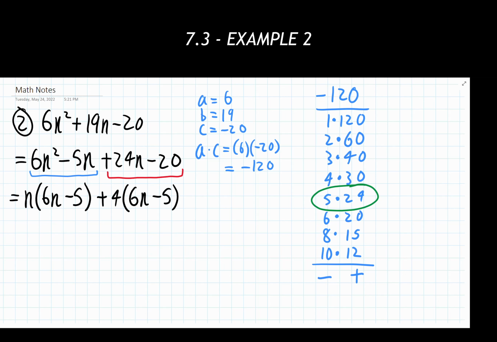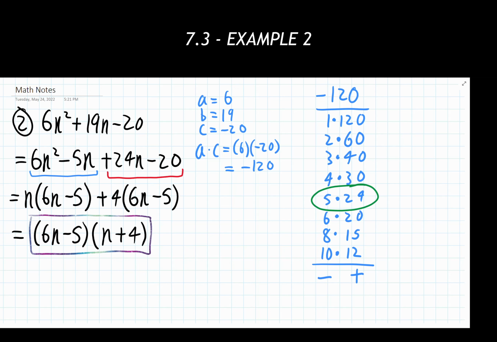Now factoring by grouping again says I'm not done. I'm noticing that both of these things have a 6n minus 5 in them. So I can factor that out from both of those terms. If I factor out a 6n minus 5, what's left over? Well, in the first term it was an n, second term it was a positive 4. So I have an n plus 4 left over. I can't factor that any further, so I'm good to go. I have my final answer.